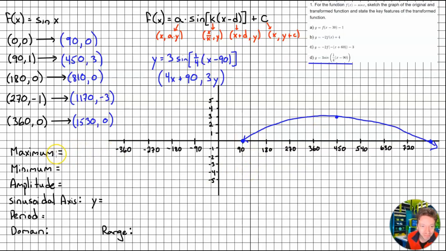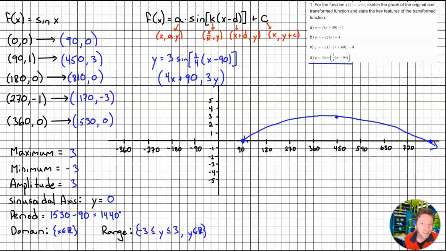So our maximum is going to be 3 with our minimum at negative 3. That makes our amplitude 3. Our sinusoidal axis is at y equals 0. And our period goes from 90 to 1530. So let's find the difference between those. So minus 90. So our new period is 1440. Our domain, x is real numbers, and our range is our min, less than or equal to y, less than or equal to our max, y is real numbers.